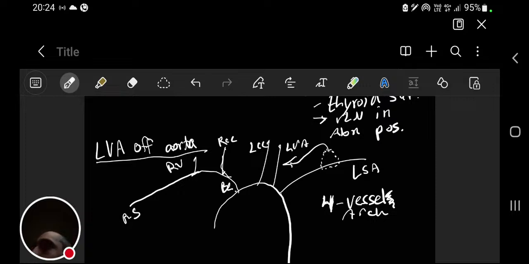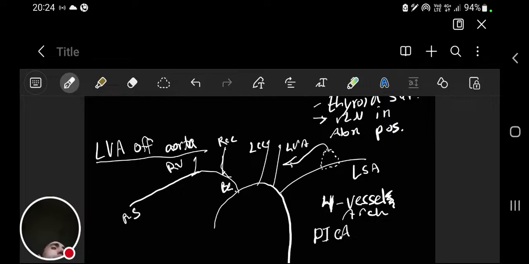Sometimes in this variant, the vertebral artery terminates as the posterior inferior cerebellar artery, named PICA in short, instead of contributing to the circle of Willis as the vertebral artery should. Vertebral arteries continue to form the basilar artery, and before this they give off the posterior inferior cerebellar arteries. Wait, let me remind you of the circle of Willis.